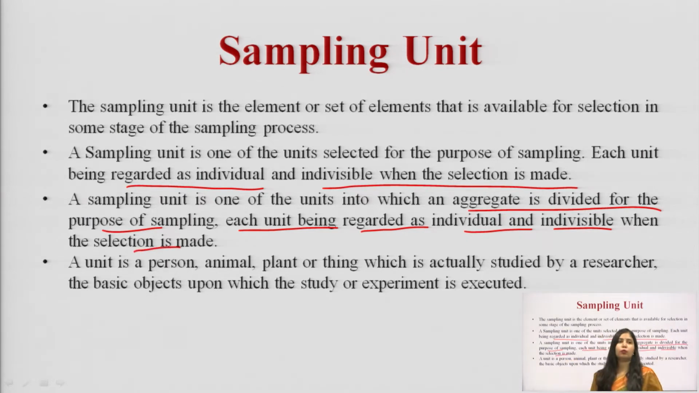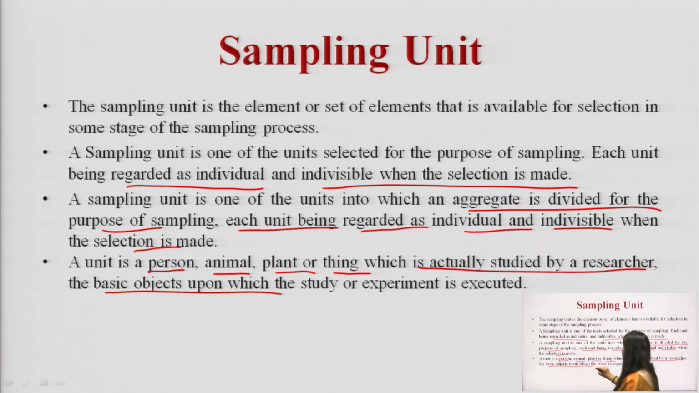What should be the basic unit? The unit may be a person, element, plant, or thing which is actually studied by the researcher, and the basic object upon which the study or experiment is executed. Suppose we talk about an employee satisfaction survey; there, every single employee is your sampling unit. In a customer satisfaction survey, every single customer will be your sampling unit.